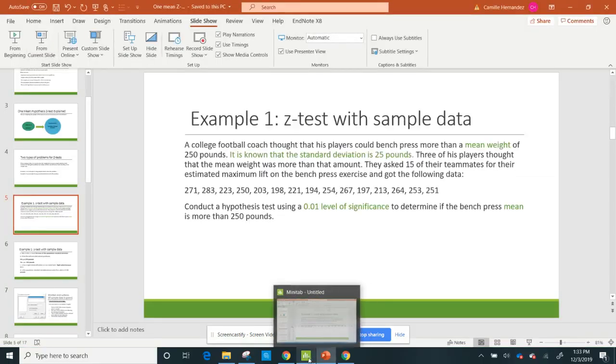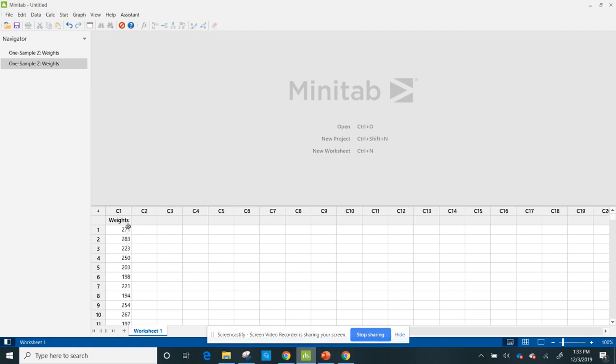So I'm going to go to Minitab. I'm going to open it up. And if you see here, I already have my weights in there. I went ahead and put it in. I put it in C1. I labeled it as weights, and then I put the values down.